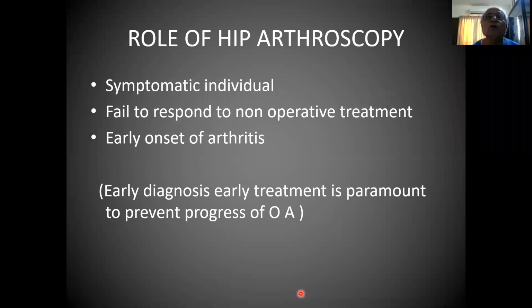The role of hip arthroscopy is in a symptomatic individual, as I told you, who failed to respond, and early, very early. Once they develop an arthritic stage, joint space reduction and so on, it doesn't work. Early diagnosis, early treatment is paramount to stop this progress of osteoarthritis.